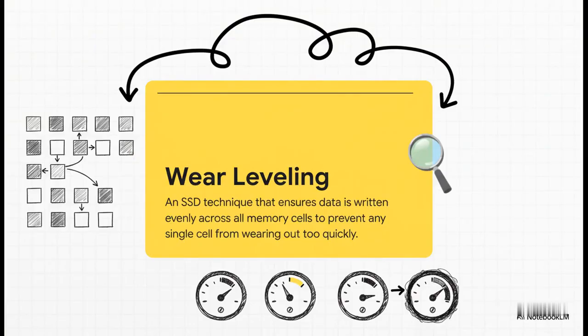See, every single memory cell on an SSD can only be written to a limited number of times before it wears out. So if your computer just kept writing to the same spot over and over again, that one spot would die while the rest of the drive was still perfectly fine. Wear leveling is the controller's smart strategy to spread the love, to make sure all the cells get used evenly and age at the same rate.